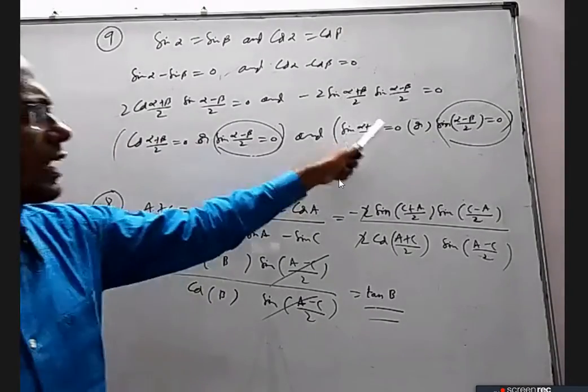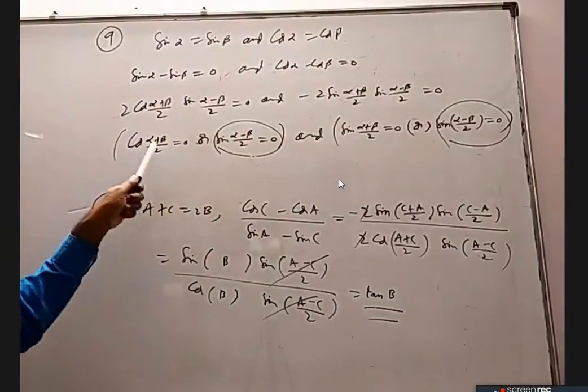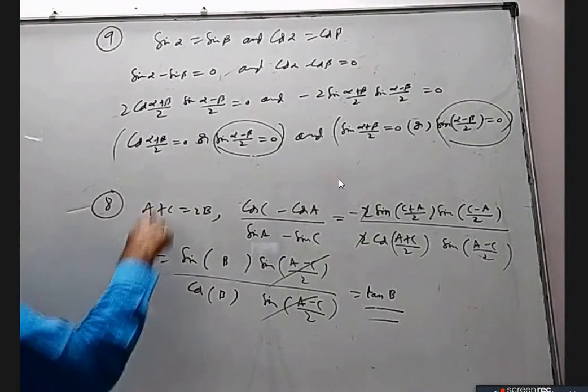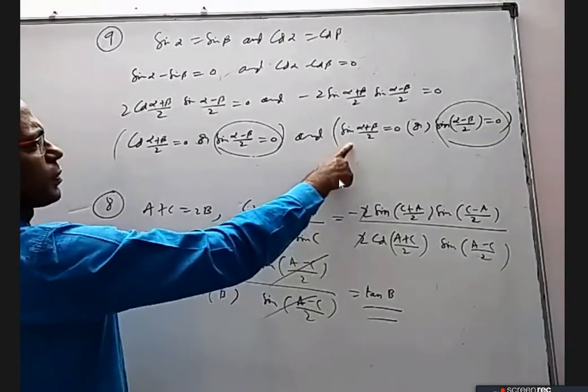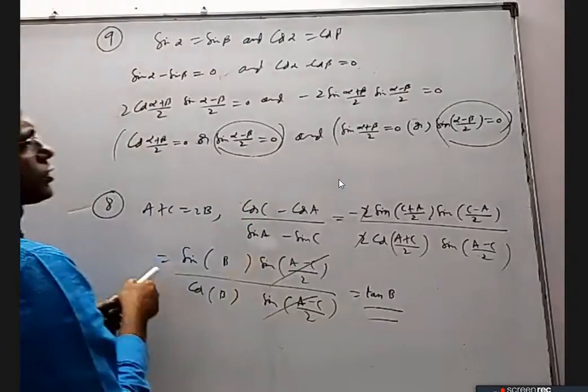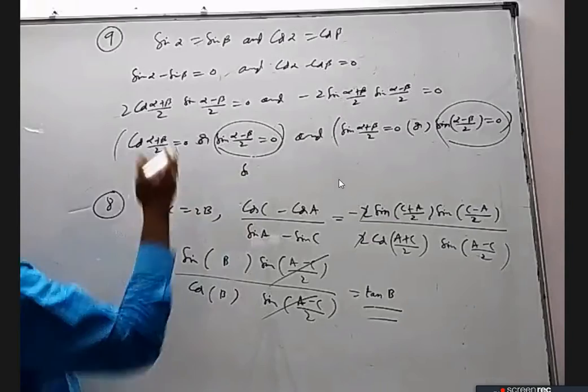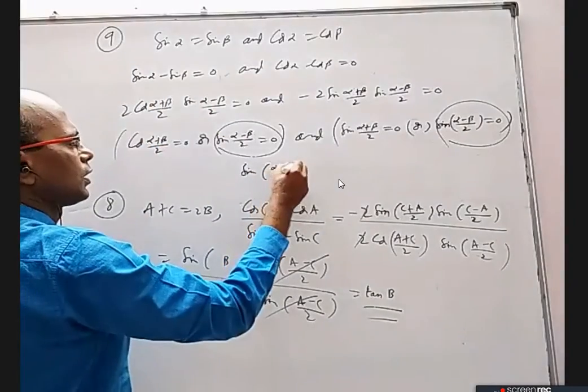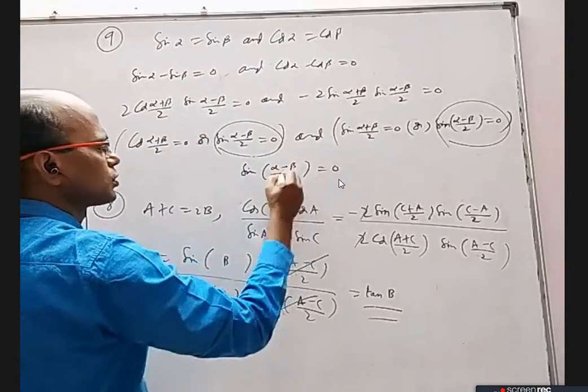If sine of an angle is 0, can the cos of the same angle be 0 at the same time? No, sir. Since these two cannot be 0 simultaneously, these two only should be 0. So we want a solution satisfying this and this both. That is, sine of (alpha minus beta)/2 is 0.